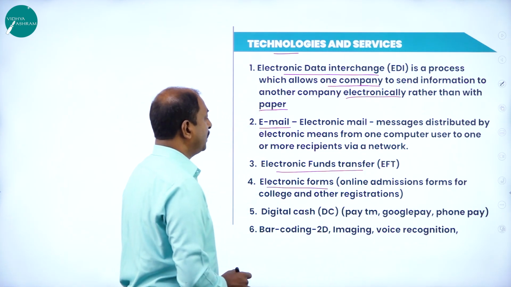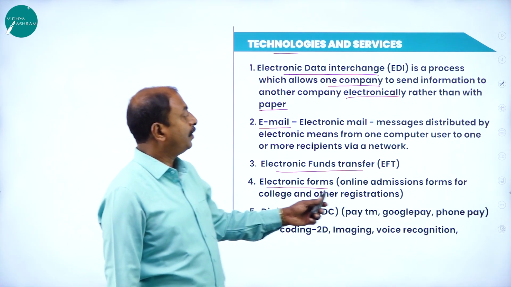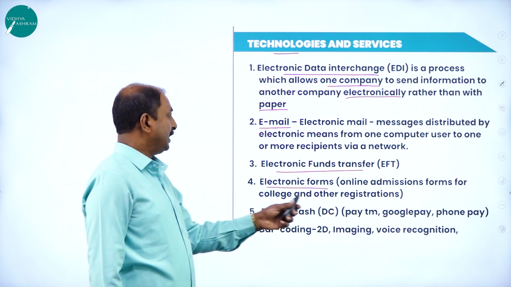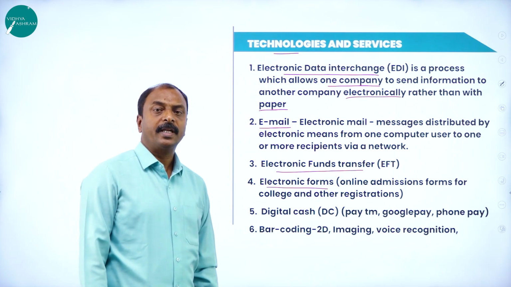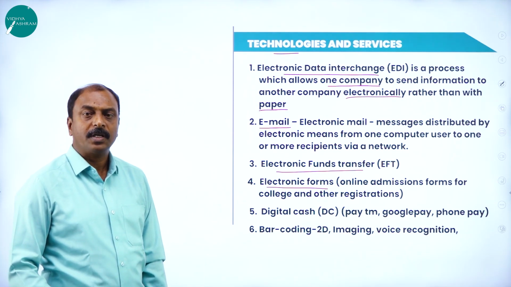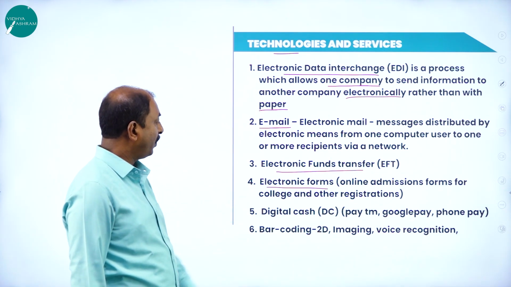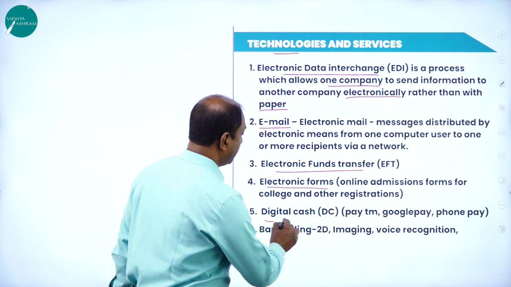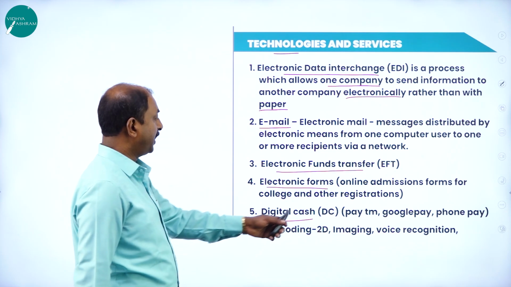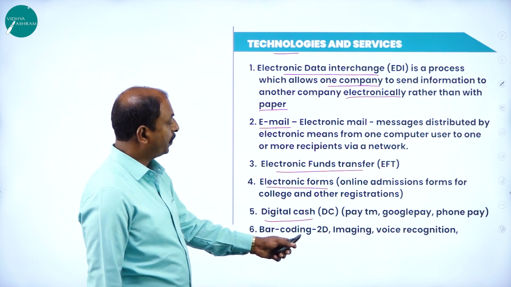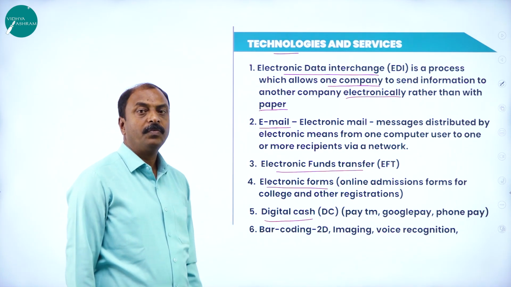Electronic forms: nowadays almost all education institutions provide online application forms and admission forms. That is nothing but electronic forms. So any student or anyone can apply to a particular institute or organization through these online forms. Next one is digital cash, that is Paytm, Google Pay; all these are examples of digital cash. Next are barcoding and imaging, voice recognition; all these are different technologies of e-commerce.